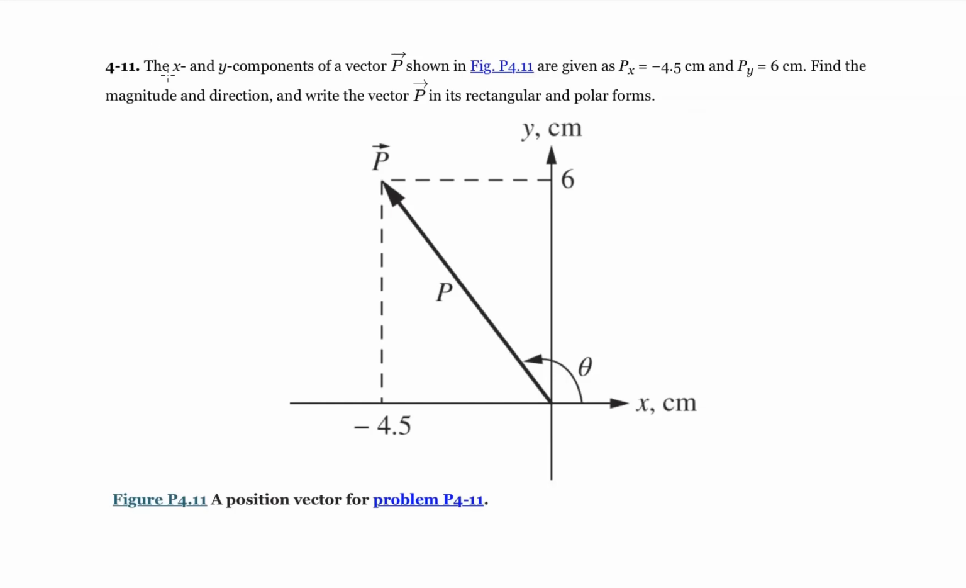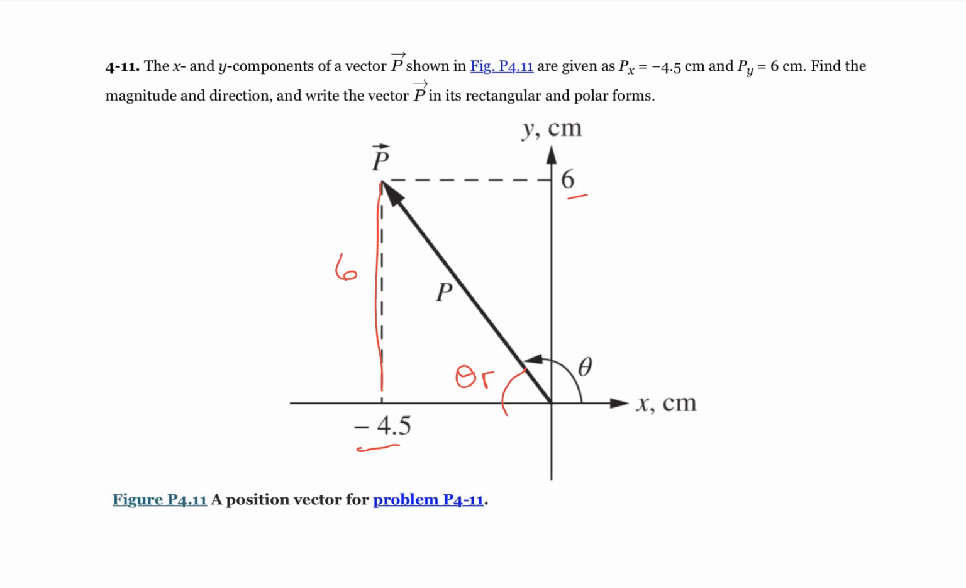We have the x and y components of vector p shown in figure 4.11. Here's my x, which is negative 4.5, and I'm just going to write 6 here for my y. Here's my triangle, and this is my reference angle. Find the magnitude and direction and write the vector p in rectangular and polar form.